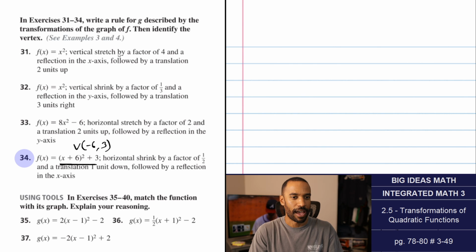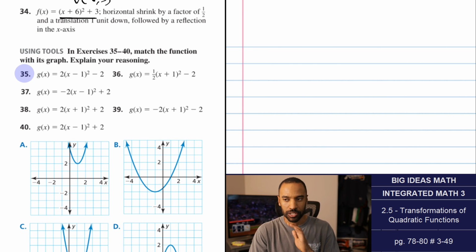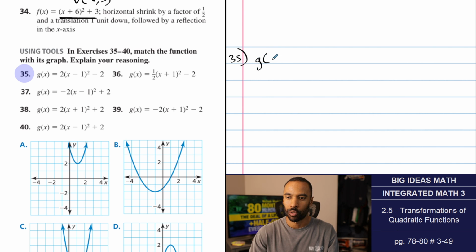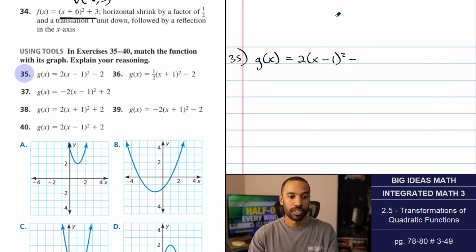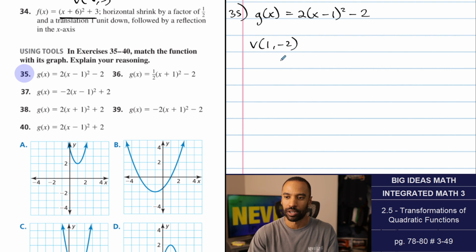Let's do numbers 35 to 40. Match the function with its graph. Explain your reasoning. Okay, I feel like here I'm just going to copy paste the graph that's on there. So we're going to find it, okay? G of x, and we'll explain reasoning by all the information that we have here. Whoops, that's a 2. So this first example, this is us practicing vertex form. They have the graph for us, but we'll explain it. So with this one, the vertex will be at 1, -2. We're going to find that one.